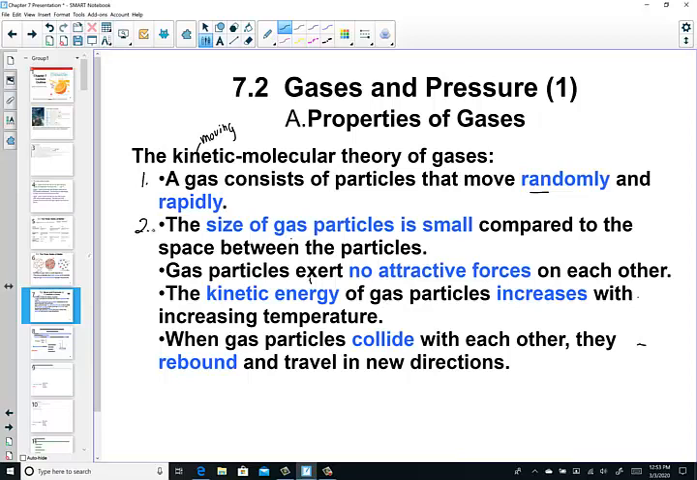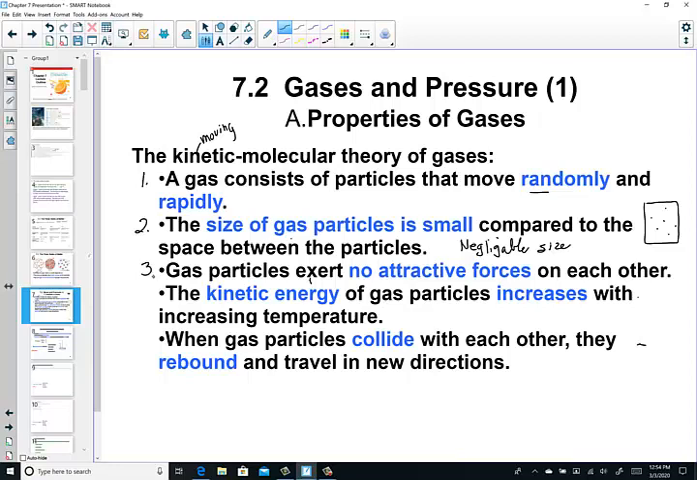The second assumption of the kinetic theory says that the size of a gas particle is so small compared to the space between the particles that you could say it is negligible. Think about what that says. If I have a container filled with gas particles, the size that the gas particles take up is zero compared to the size of the container itself. Just so tiny compared to their container.